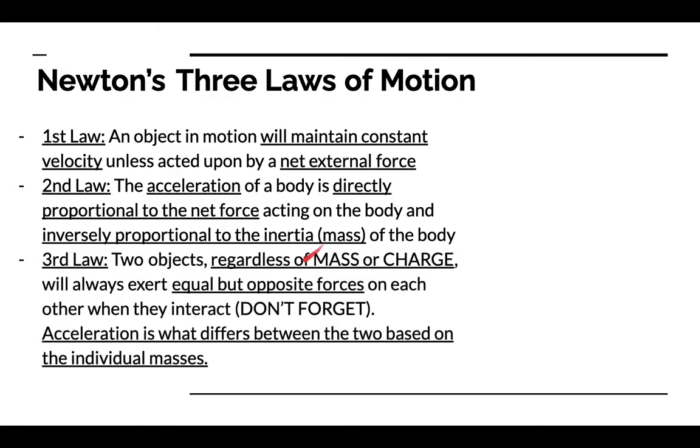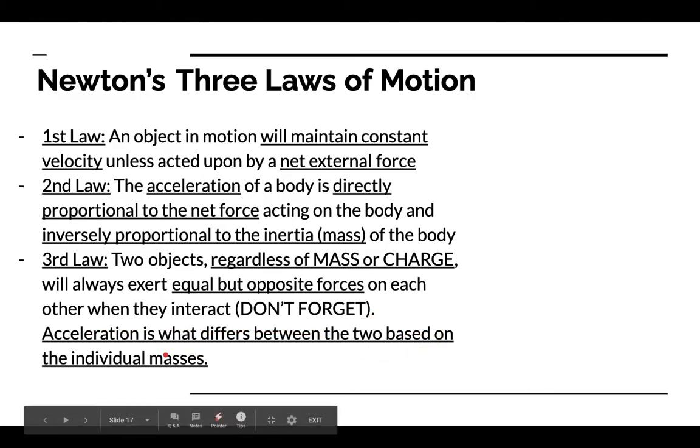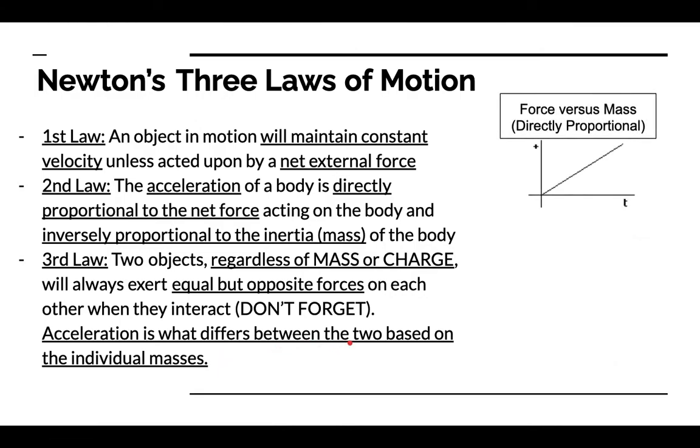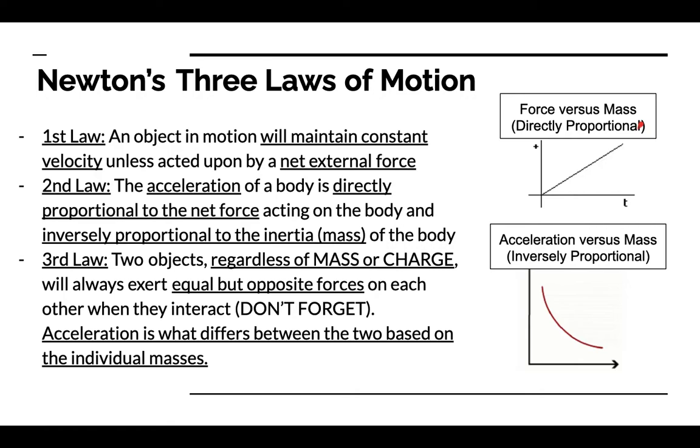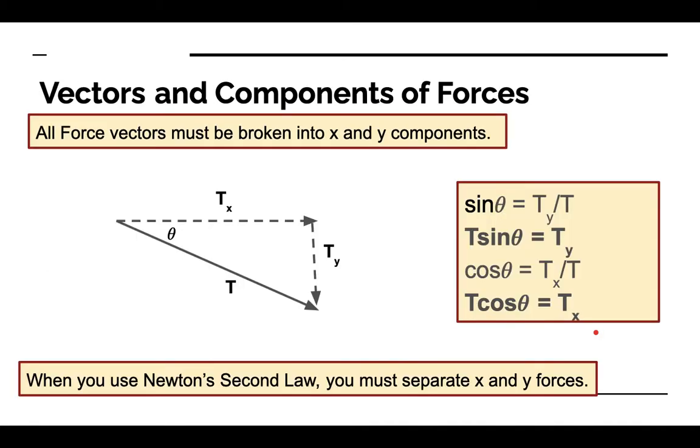And then lastly, two objects, regardless of mass or charge, will always exert equal but opposite forces on each other when they interact. Do not forget this and do not mix this up with acceleration. The acceleration is what differs between the two based on the individual masses. So the forces will always be equal but opposite, but the accelerations can vary based on the inertia of the individual objects. Here's force versus mass, we have a directly proportional relationship. And here's acceleration versus mass, we have an inversely proportional relationship.